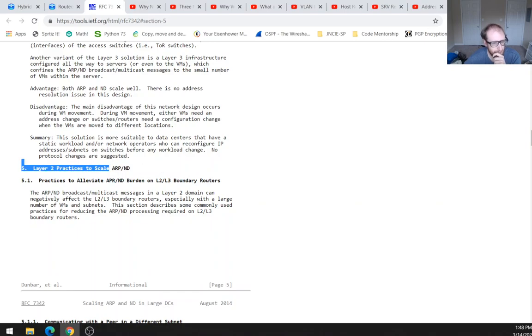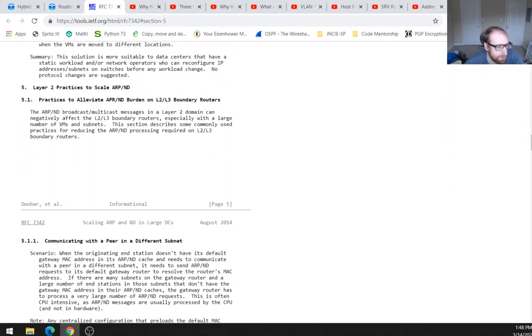The thing they're talking about: burden on L2/L3 boundary routers. The ARP/ND broadcast/multicast messages in a layer 2 domain can negatively affect the L2/L3 boundary routers, especially with a large number of VMs and subnets. This section describes some commonly used practices for reducing the ARP/ND processing required on L2/L3 boundary routers.